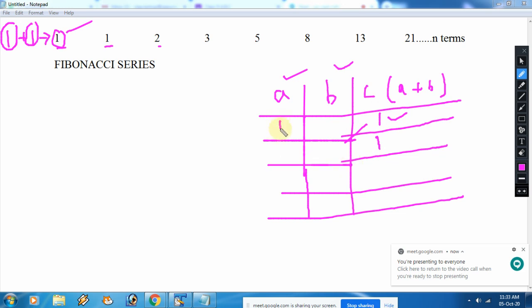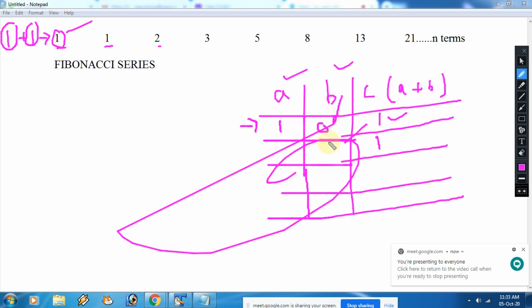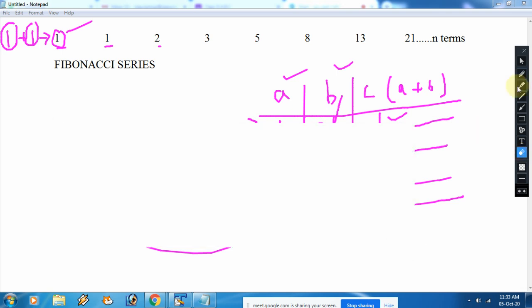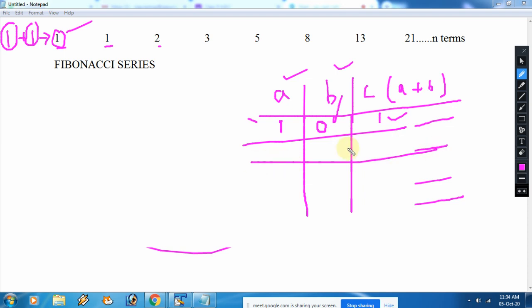So now let's do this small change. Instead of 0 and 1, now I am taking 1 and 0. The initial value of A I am putting 1 and B I am putting 0. So now 1 plus 0 is 1, right? Next time we are going to shift the value of B into A. So A becomes now 0 and C we are shifting in B. So again B becomes 1.